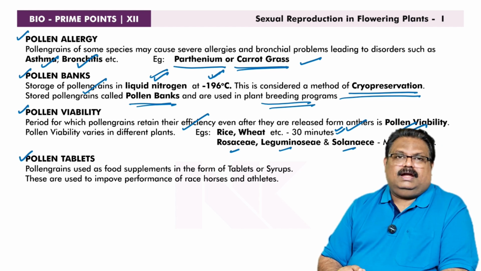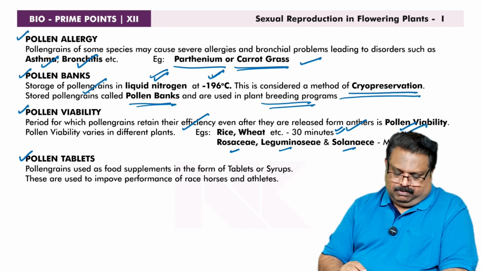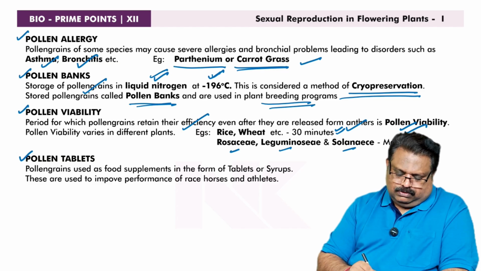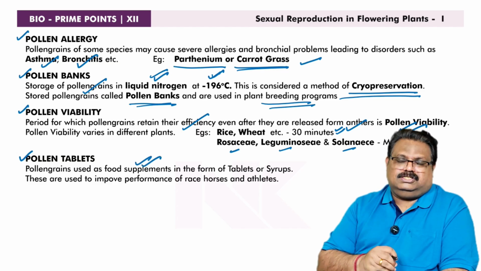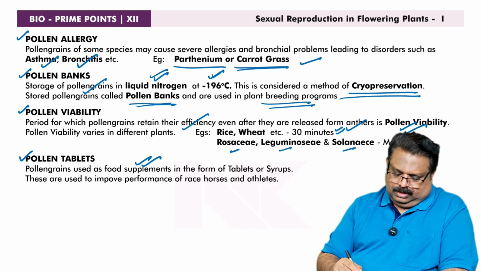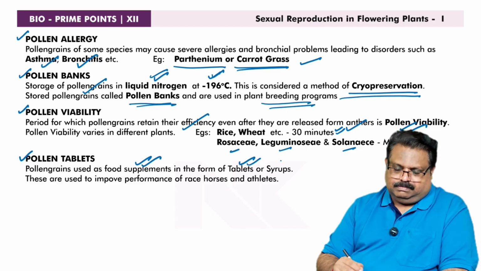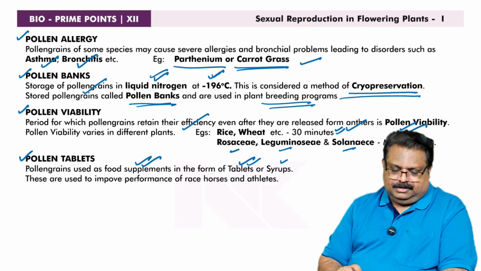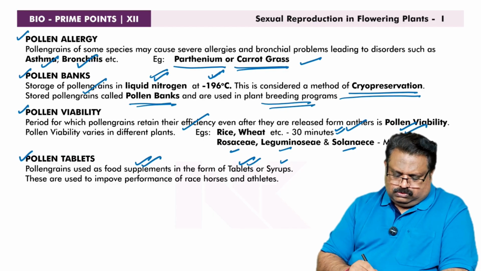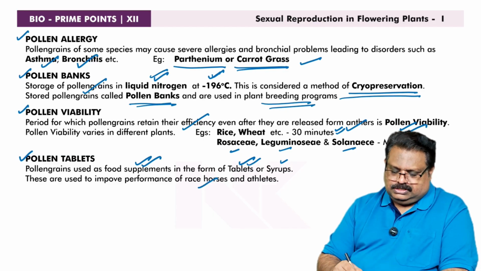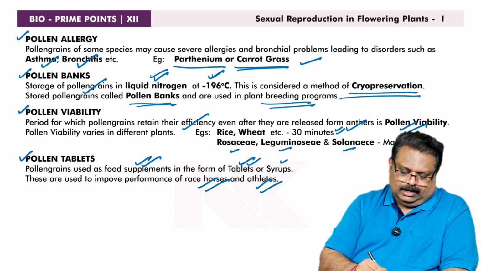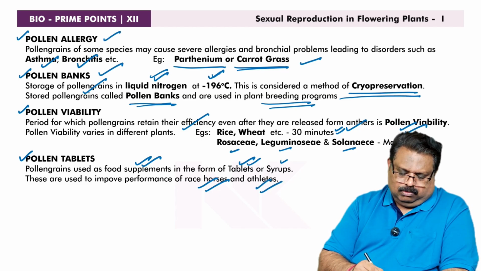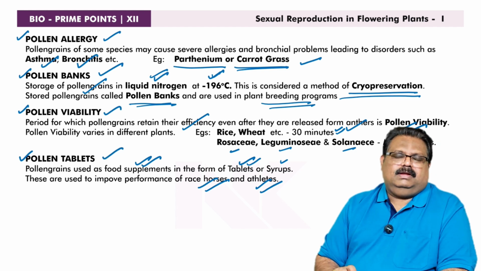Last point is called a pollen tablet. What is pollen tablet? Pollen grains used as food supplements. As the pollen grains are rich in nutrients, they can be used as food supplements in the form of tablets or syrups. So that is called a pollen tablet. These are used to improve the performance of race horses and athletes. So 4 minor points are there: pollen allergy, pollen bank, pollen viability, and pollen tablets.